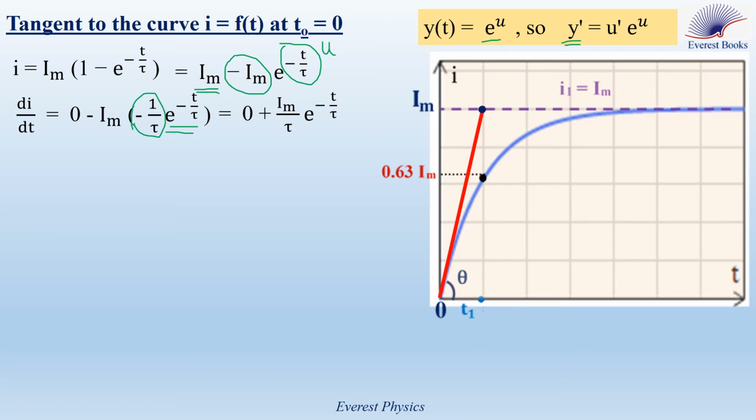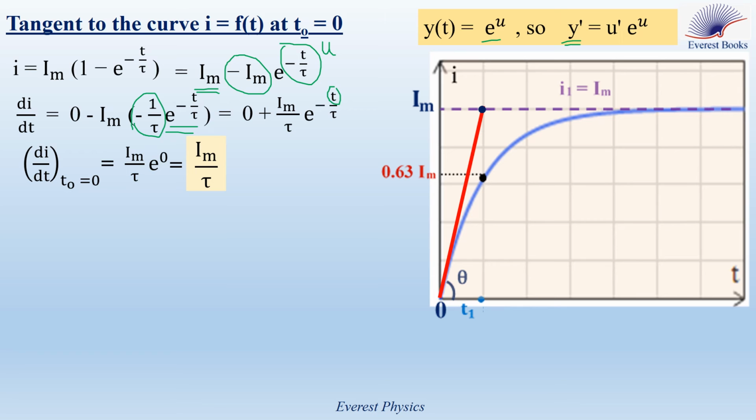Now we want the derivative at t0 equals 0. So replace t in this expression by 0. This is going to be Im times e to the power 0 over tau, which gives you Im over tau. Now you know that the derivative of a function at t0 equals 0 is equal to the slope of the tangent to this function at t0 equals 0.